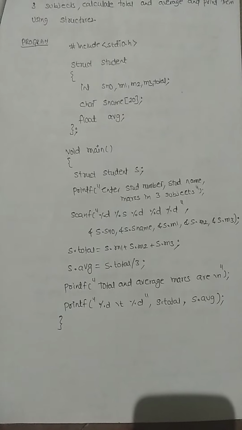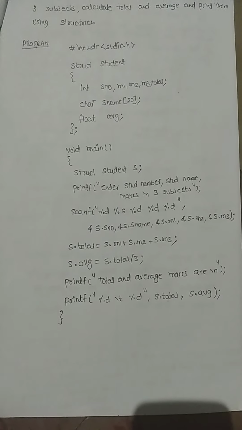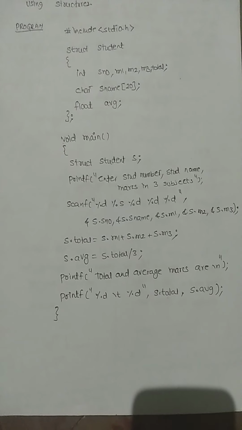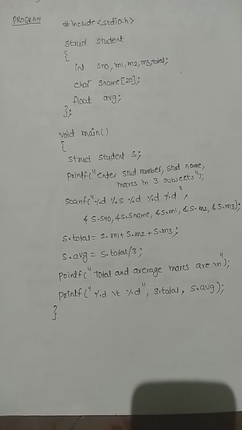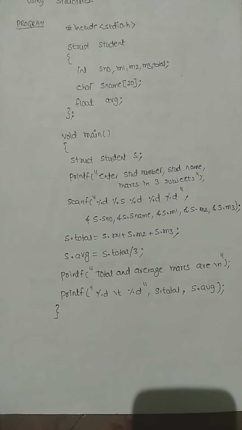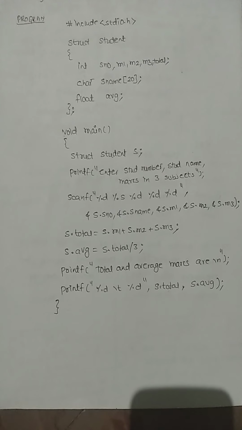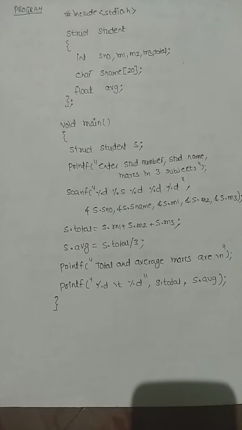So that is what we are going to read. Now see here, scanf("%d %s %d %d %d", &s.sno, &s.sname, &s.m1, &s.m2, &s.m3). Like this only we have to read the members of the structure.